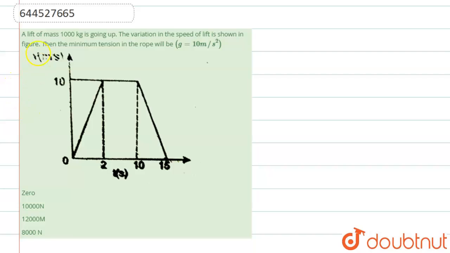Well, hello students. Now we're going to see this question. The question says that a lift of mass 1000 kilograms is going up with a variation in speed in the lift as shown in the figure. So the variation in speed of the lift is given in the figure. The minimum tension in the rope will be?